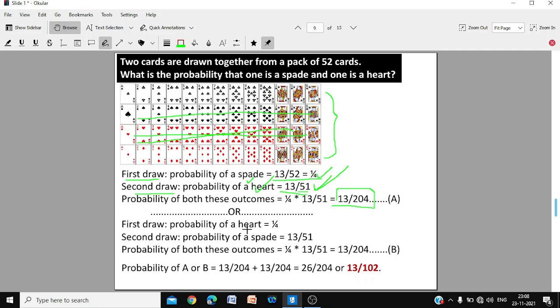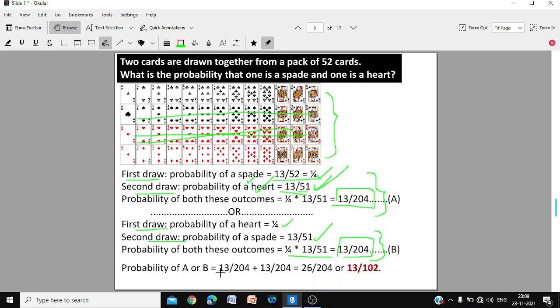So if the first is heart, again 13 by 52, 1 by 4, and after taking out a heart, we have 51 cards left and 13 spades. So for the second draw, you have got 13 by 51, and again the fraction you get is 13 upon 204. Now, and means multiplication, but I want either this or this, either this one A or B. I don't want both. Any one should happen. Either first spade and then heart, or first heart and then spade. So any one. Or means addition.